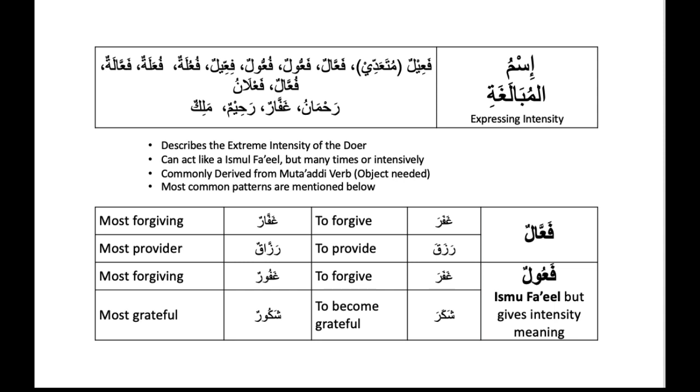Next, fa'ulun pattern. Although this is not a common pattern of ismul mubalagha and it is considered as ismul fa'il, or active participle, in its meaning it gives intensity. Example, ghafara, to forgive: ghafurun, most forgiving. Shakara, to become grateful: shakurun, most grateful.